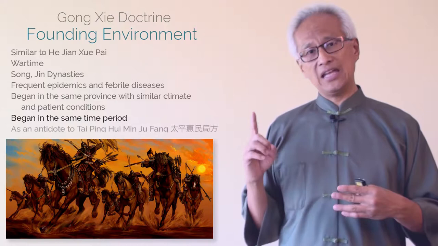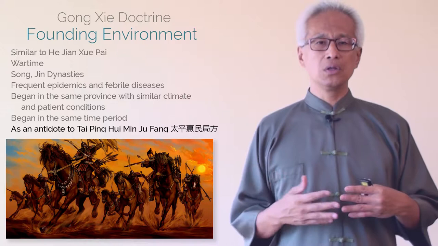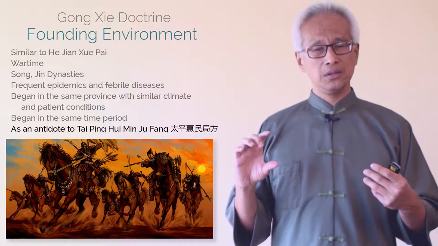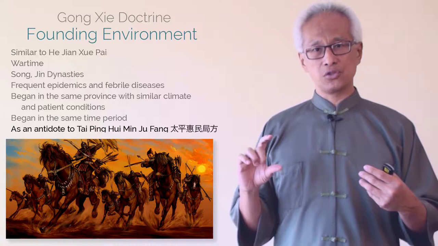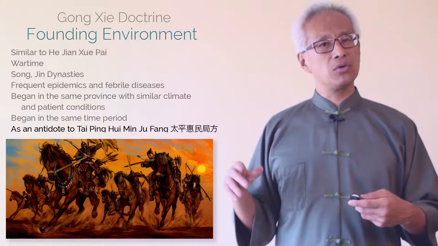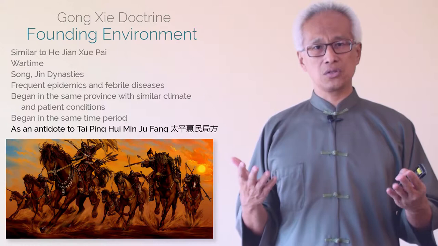And it serves as an antidote to the government-sanctioned publication called Taiping Hui Min Ju Fang. At that time, the Song Dynasty government came out with a Bible of basically PDRs, physician's desk reference in some ways, of Chinese medicine, which is basically a list of patterned herbs for people to get and use for their conditions. The problem with it is that most of them are warming, most are tonifying. And so this doctrine is cooling and cleansing, so it serves as the antidote.